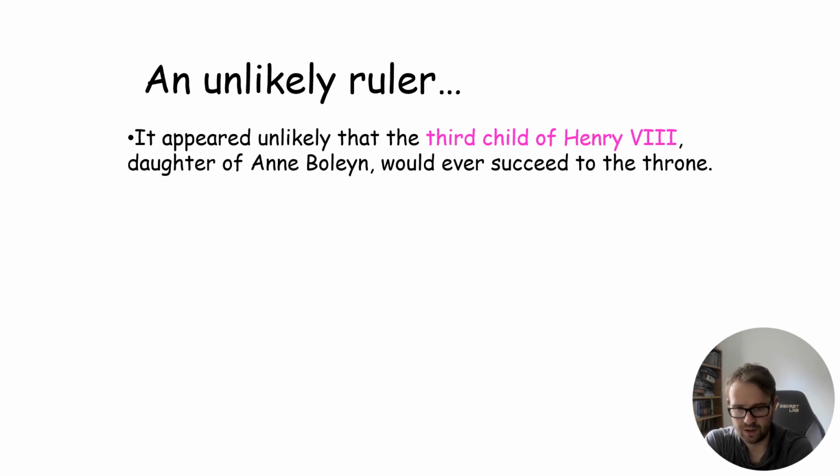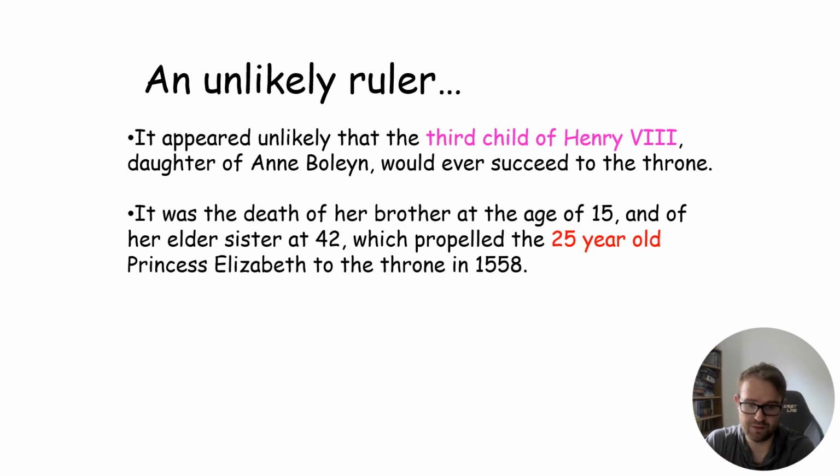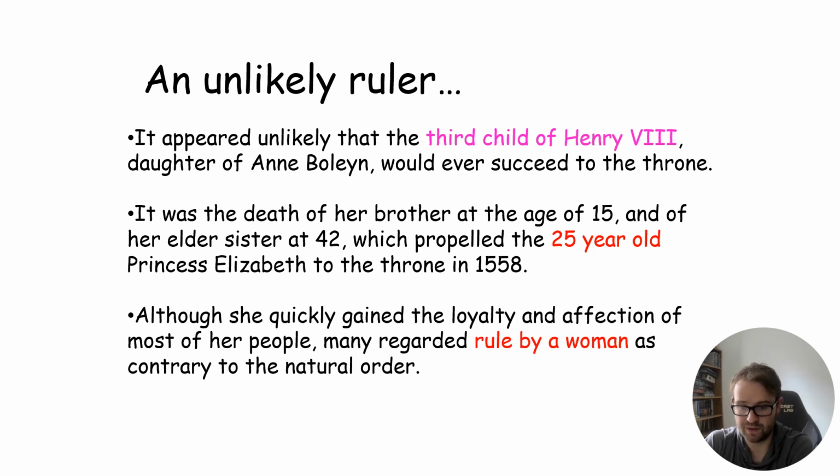Elizabeth's well down the pecking order, and very importantly, her mum was executed, and Elizabeth was deemed illegitimate. So again, that's going to be a big problem. When her brother and her sister have to die before Elizabeth gets the throne, many people didn't think a woman ruling was natural. They felt this was completely against the normality of that period.